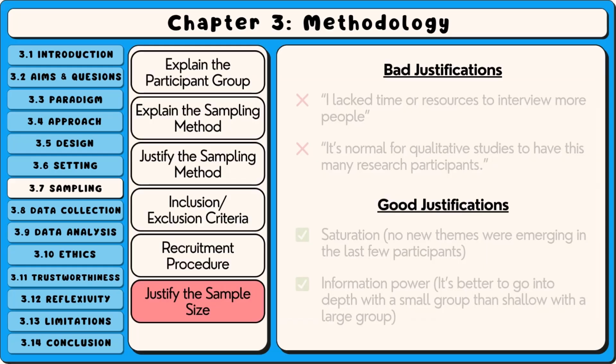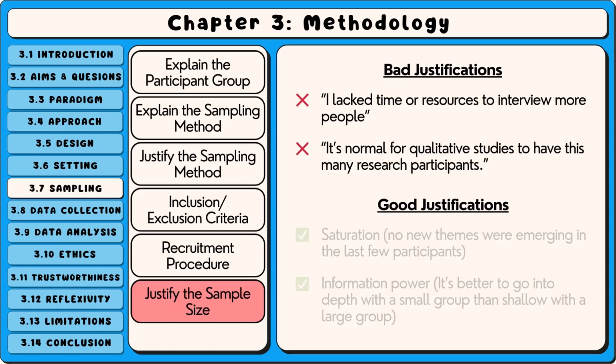Lastly, justify the sample size. This is a significantly larger step than it looks. Often, research students use bad justifications for their sample size. Some bad justifications include lacking the time or resources. This justification is not a reflection of the quality or rigor of your data analysis, but just an admission of a failure on your part.